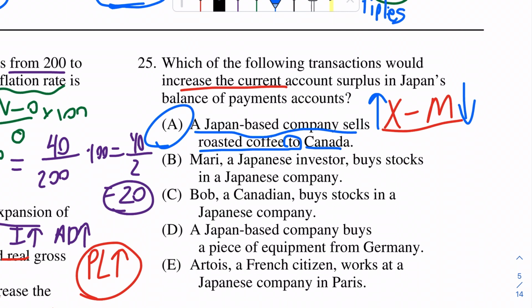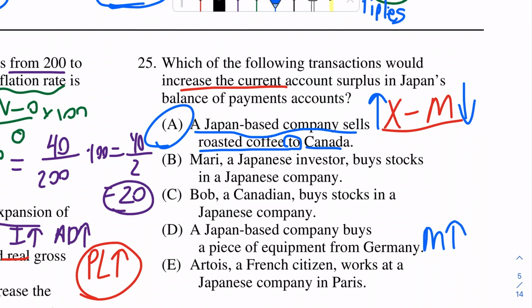Mary, a Japanese investor, buys stock in a Japanese company. That would actually be changing the capital account. Bob, a Canadian, buys stock in a Japanese company. Same thing. D, a Japan-based company buys a piece of equipment from Germany. That would be an import.